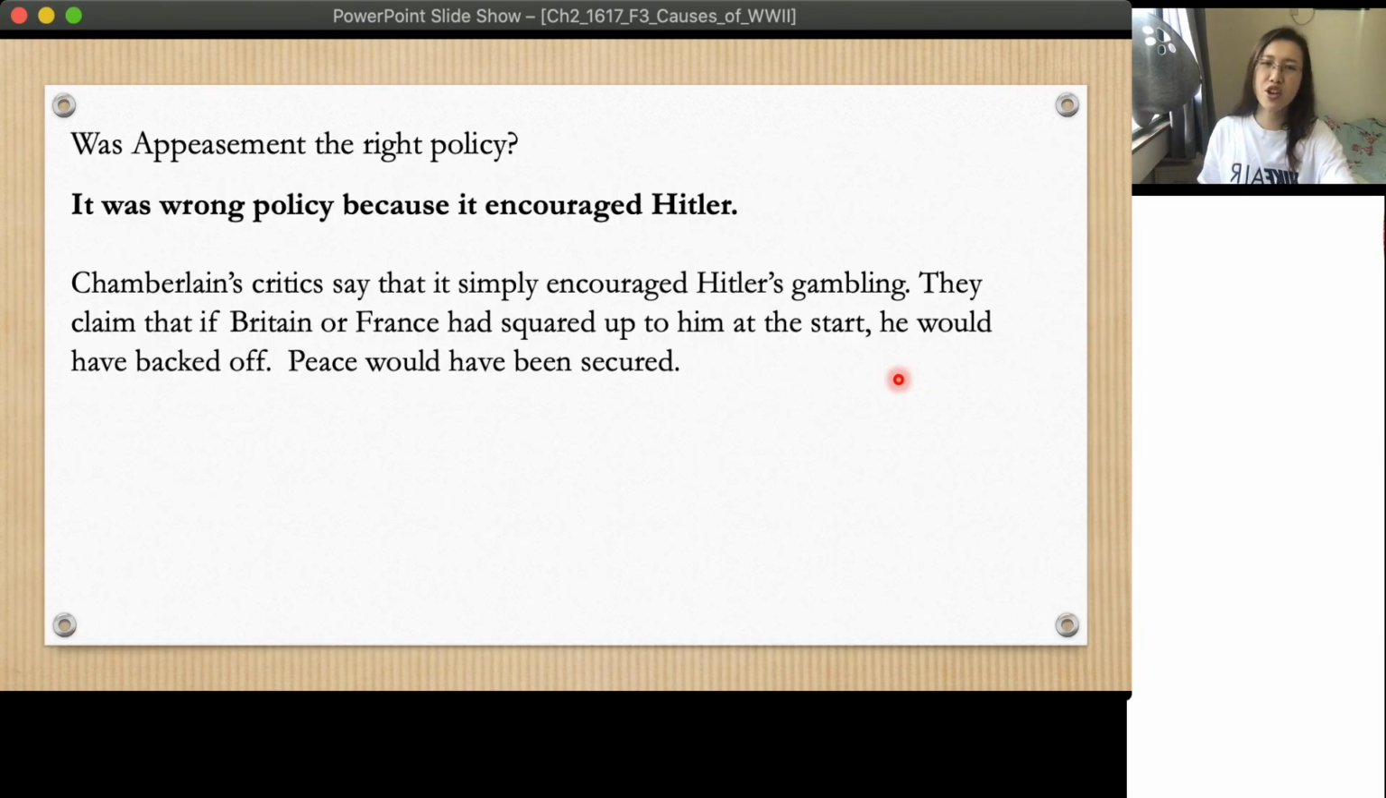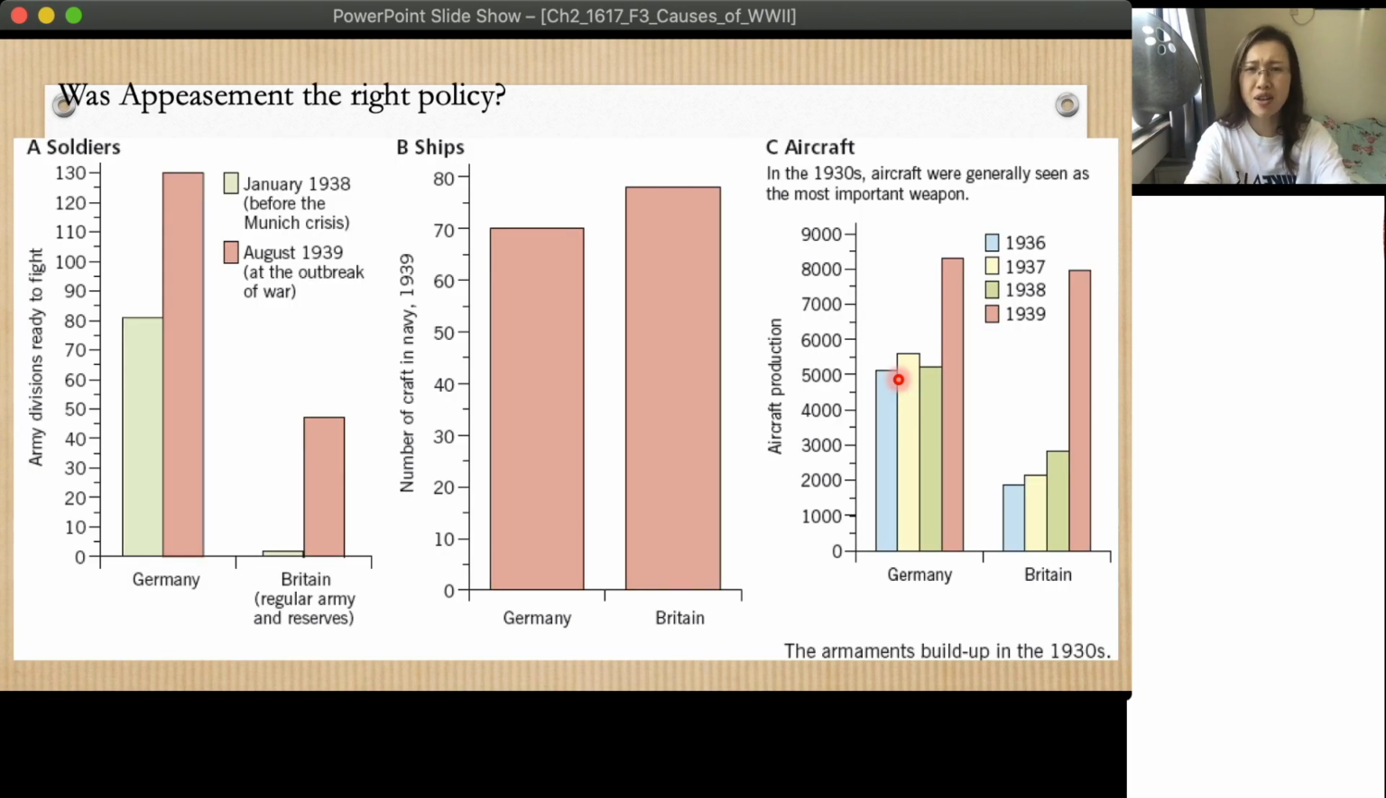So you may make your own decision. If we see the results, of course, it's a total failure, right? But if you see what happened at that time, it seems to be the only choice. So do you think the appeasement policy is the right policy?